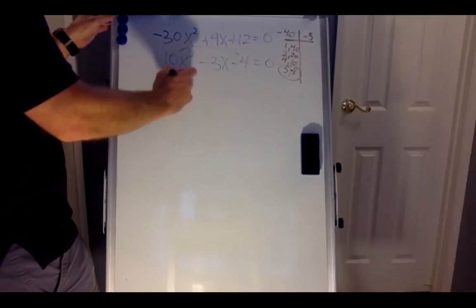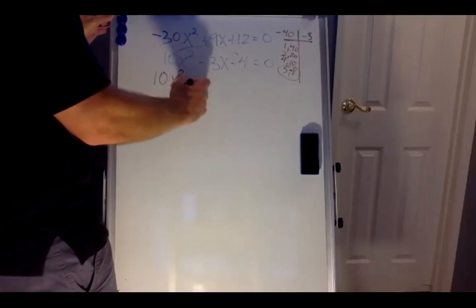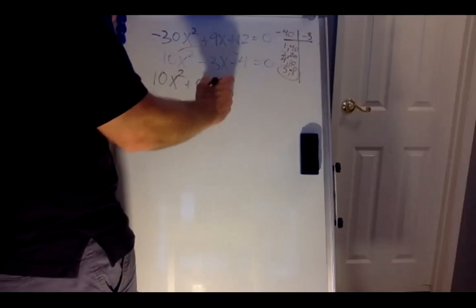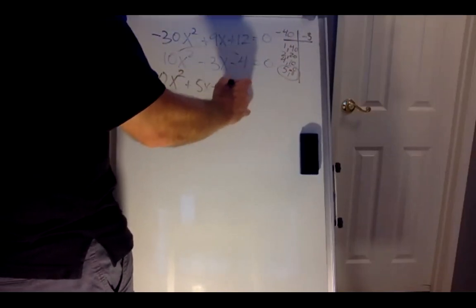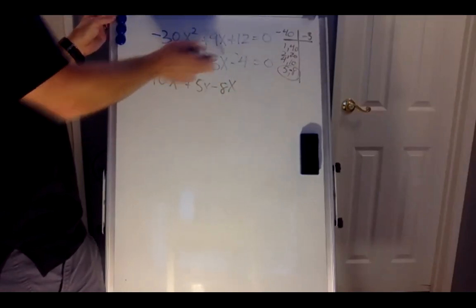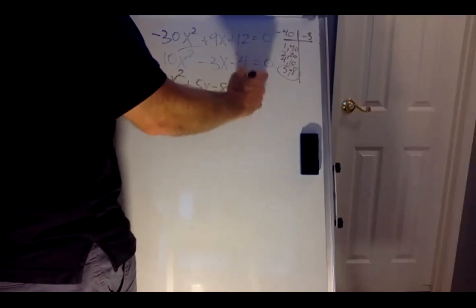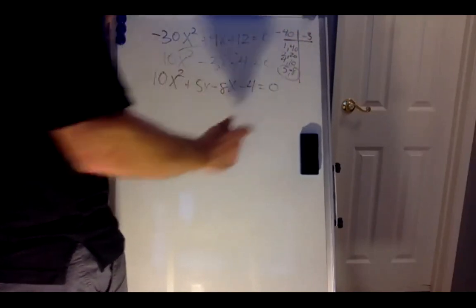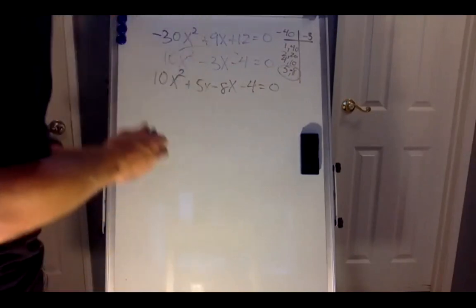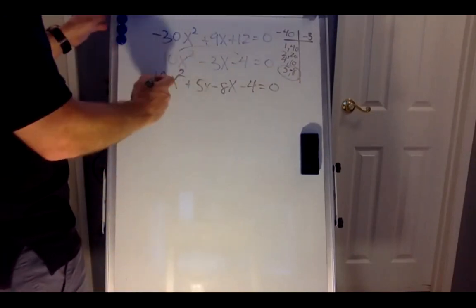This is called factoring by grouping. I'm going to add 5x. I'm splitting the -3 into 5 plus -8, or 5 minus 8. So you see that 5x minus 8x is -3x. So I'm not changing it really. Minus the 4 equals 0. Okay. Then factor these two separately.